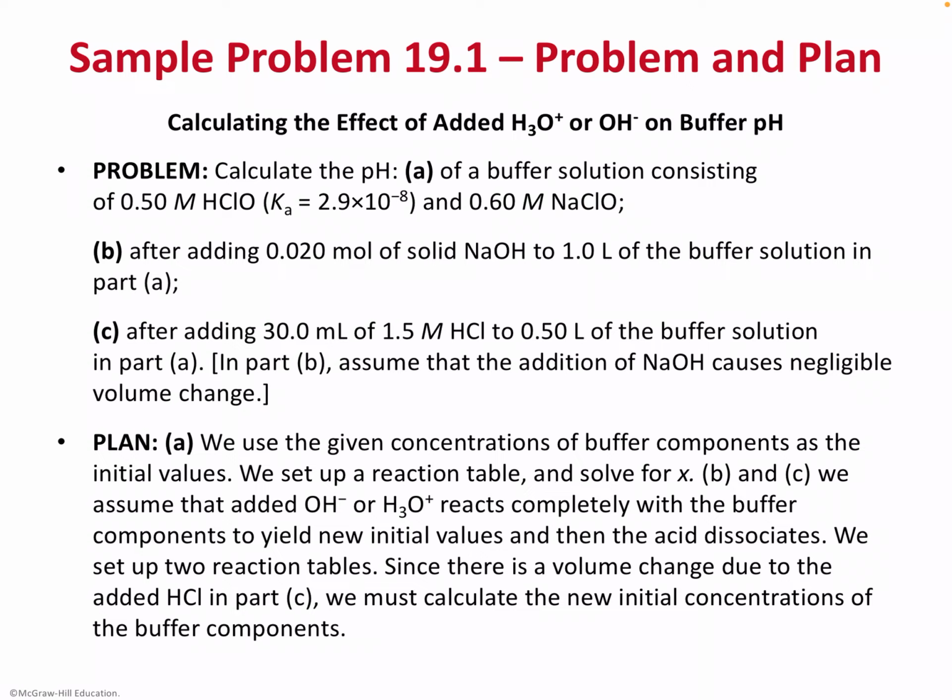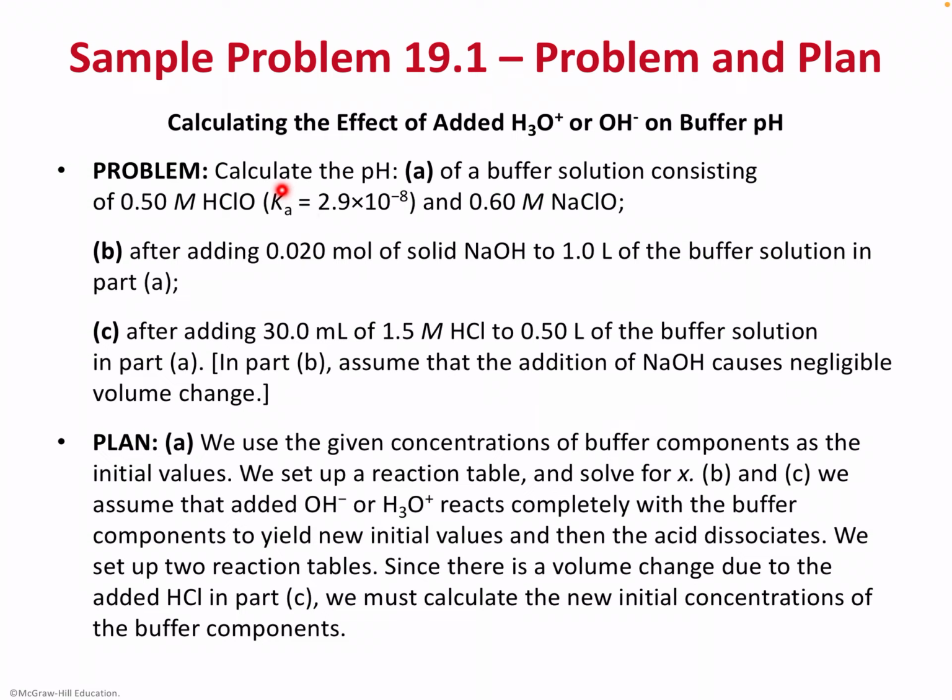So we want to calculate the pH. When do we need to calculate the pH? After adding 0.02 moles of solid sodium hydroxide to 1 liter of the buffer solution in part A. That's part B. And then part C would be after adding 30 milliliters of 1.5 molar hydrochloric acid to 0.5 liter of the buffer solution in part A. In part B, assume that the addition of sodium hydroxide causes negligible volume change.